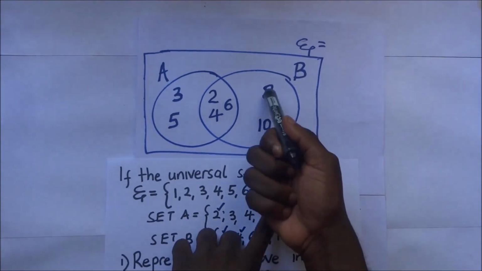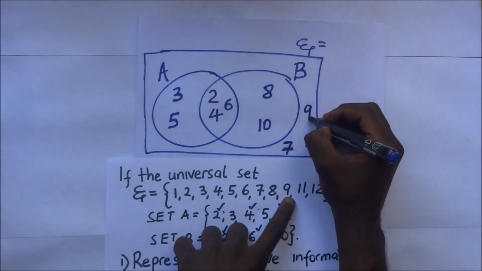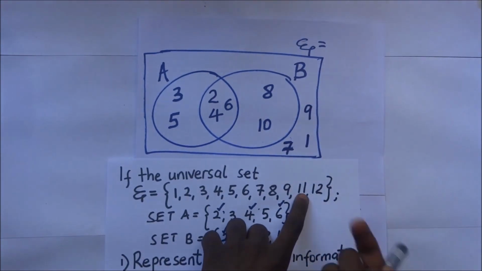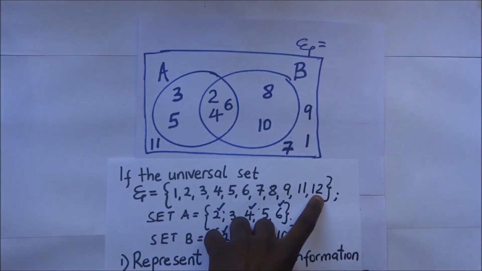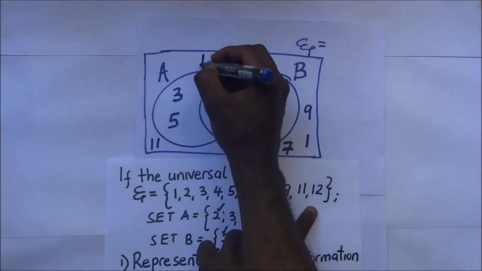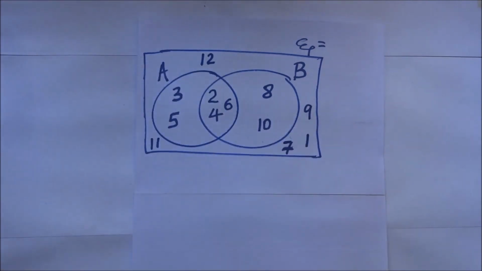8 is there. 9 is not anywhere. So it is also out. 11 is not anywhere. So we also put it out. Then 12 is also not anywhere. We put it out. So there we have fully represented our information.